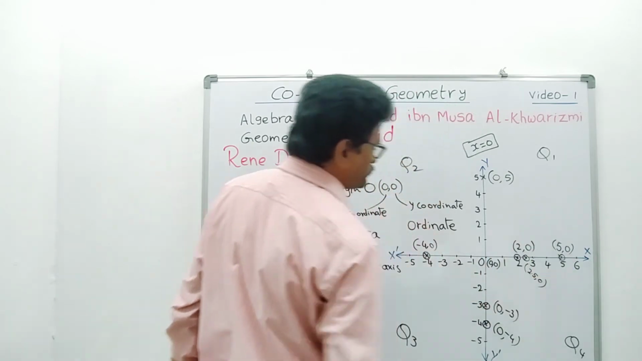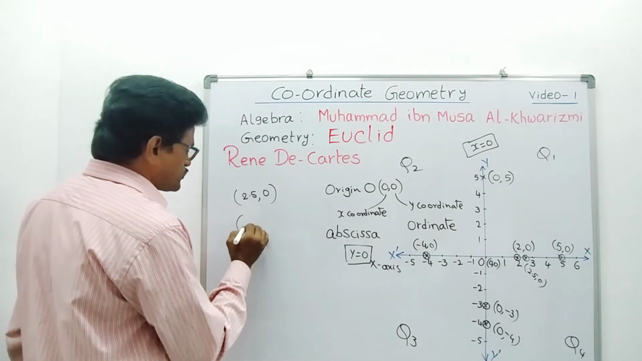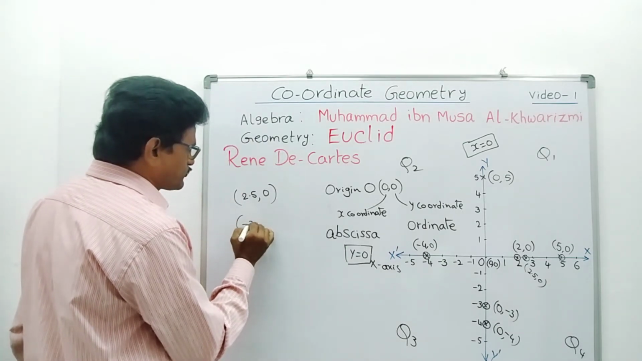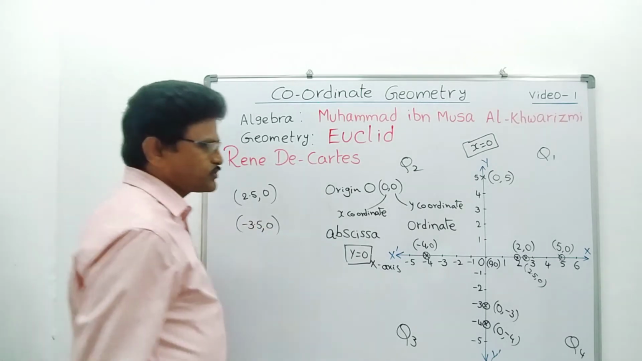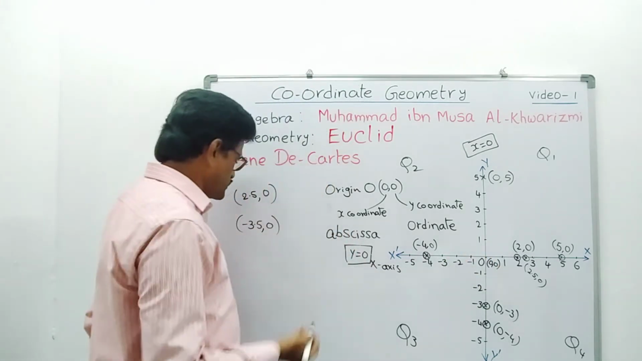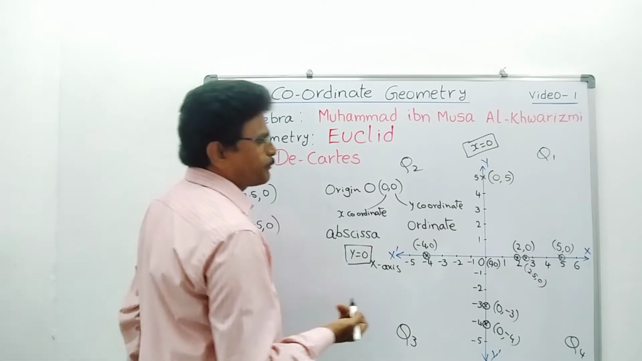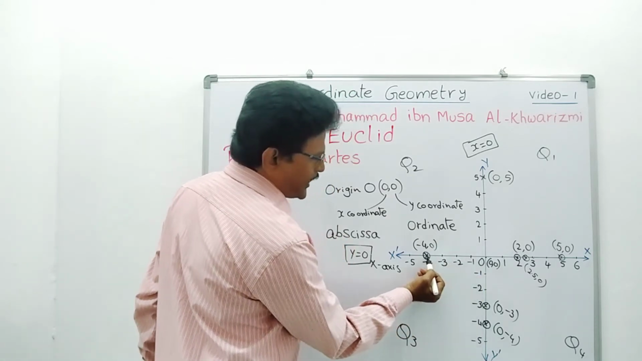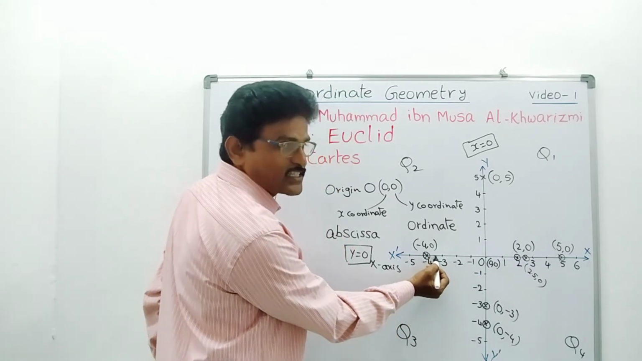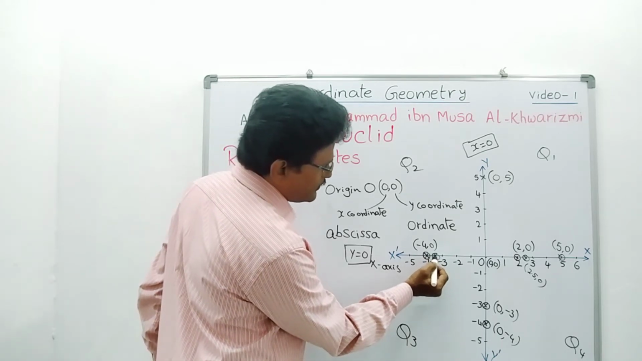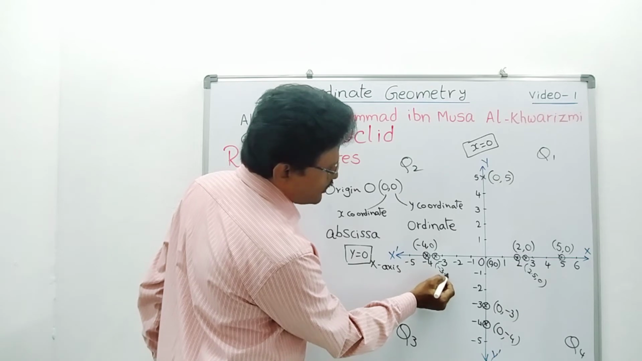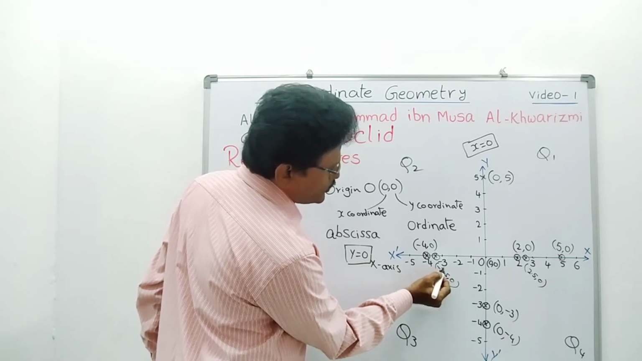This is 2.5, 0. Like that, suppose minus 3.5, 0. Where does it come? See, from the origin move left side. 3, minus 3, minus 4. So this middle point is minus 3.5. And y value 0 means here only you have to stay. This is minus 3.5, 0.